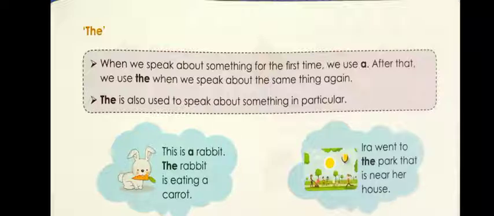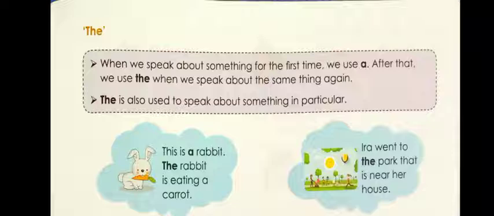When we speak about something for the first time, here in this example, we are talking about a rabbit for the first time. And when we are talking about the rabbit again, we are using the, because we are very particular about the thing or person or animal we are speaking about. We are speaking about the rabbit for sure, isn't it? That's why we are using the here.